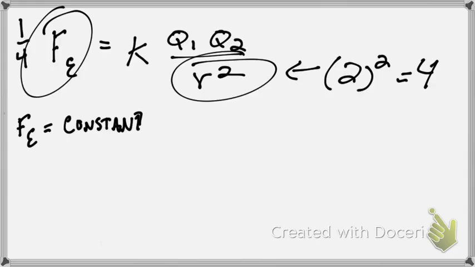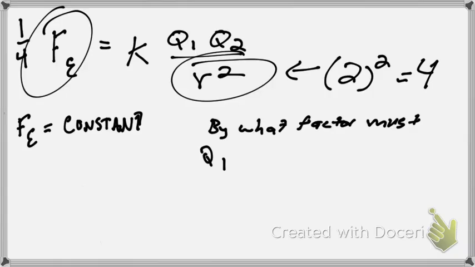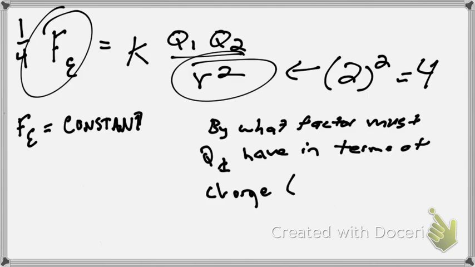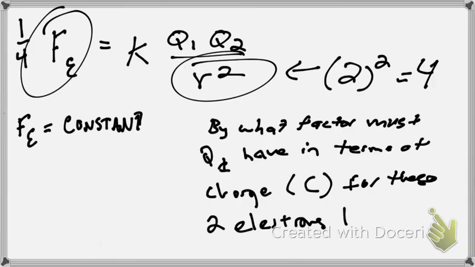So let's just say the question says, by what factor must Q1 have, in terms of charge in coulombs, for these 2 electrons who have the same electrostatic force, okay?